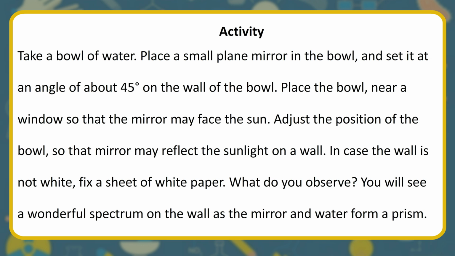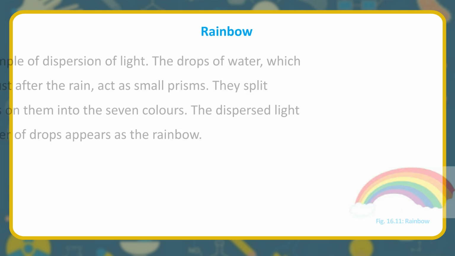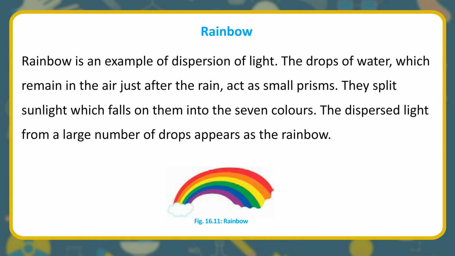What do you observe? You will see a wonderful spectrum on the wall as the mirror and water form a prism. Rainbow. Rainbow is an example of dispersion of light. The drops of water, which remain in the air just after the rain, act as small prisms. They split sunlight which falls on them into the 7 colors. The dispersed light from a large number of drops appears as the rainbow.